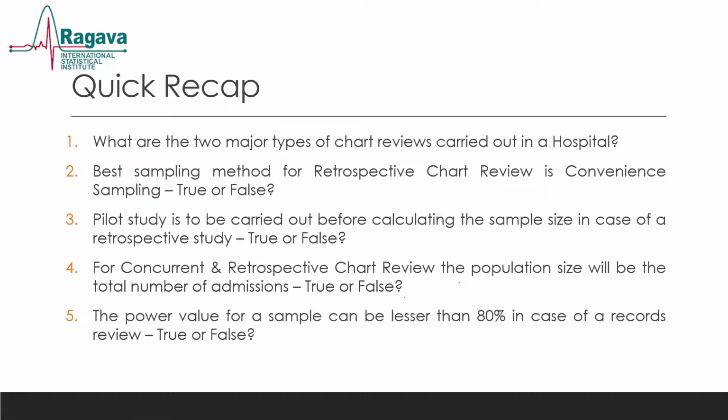The power value for a sample can be lesser than 80% in case of a records review. Is it true or false? False. Correct. So what does it indicate? In case your power value is lesser than 80%, what does it indicate? It has to be 80% and above. Your sampling is wrong, or your sample size is wrong, or your sampling method is wrong. Correct. So that was the quick recap.